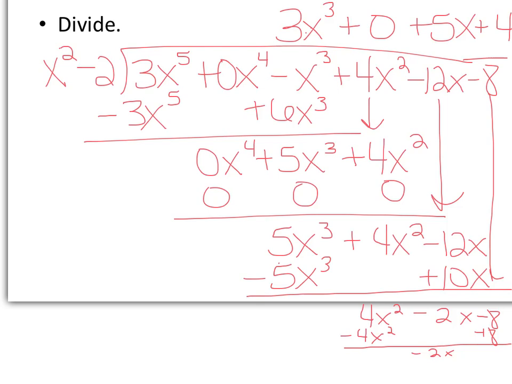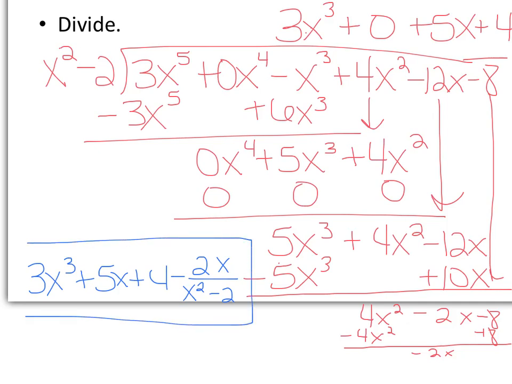Okay, so when you go to write this, you're going to write 3x cubed, you don't need to write plus 0, plus 5x plus 4, and since it's negative, it's minus 2x over, and remember, it goes over the divisor, x squared minus 2. And that is your final answer.